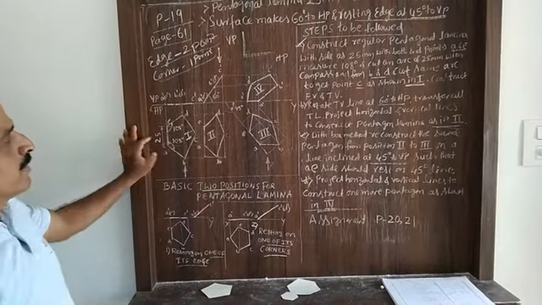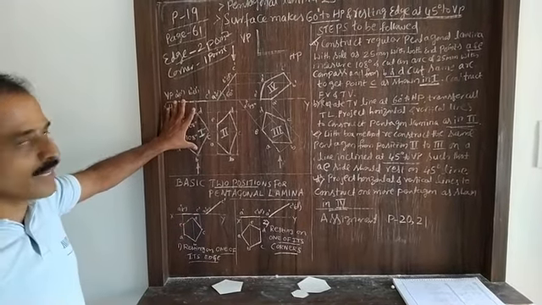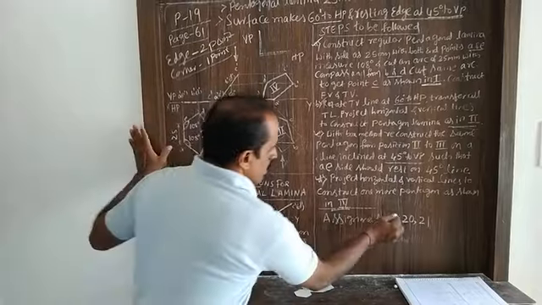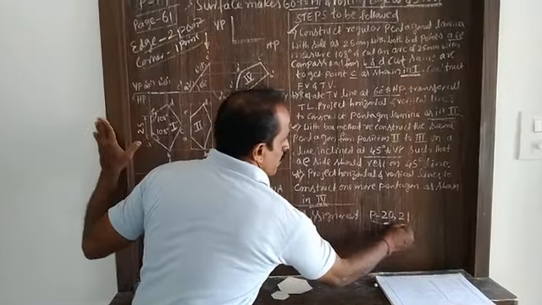Similarly, the same kind of pentagonal plane surface can be solved with problems number 20 and 21, which will be given as an assignment.